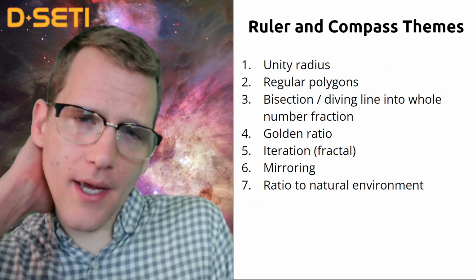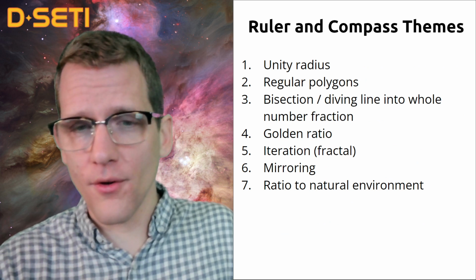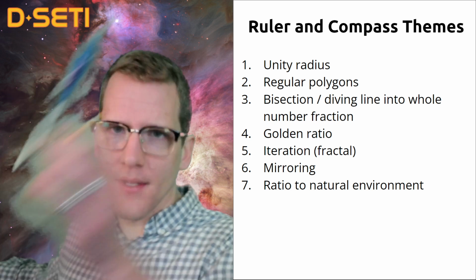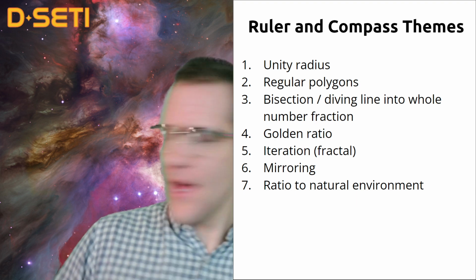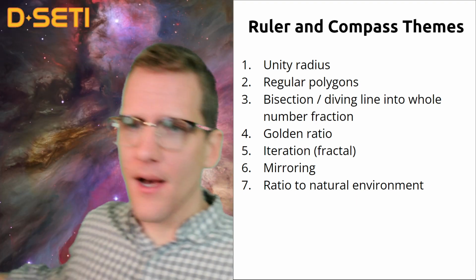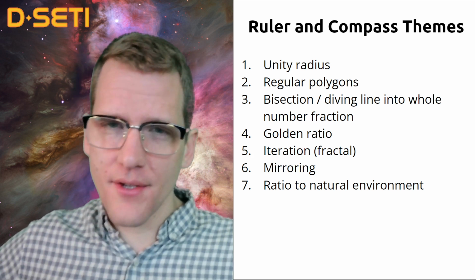So ruler and compass geometry is geometry that's based only on a ruler and a compass, which is a clear ruler, and produces geometries like this. And there are certain themes associated with that.